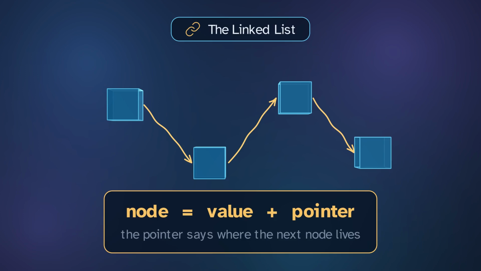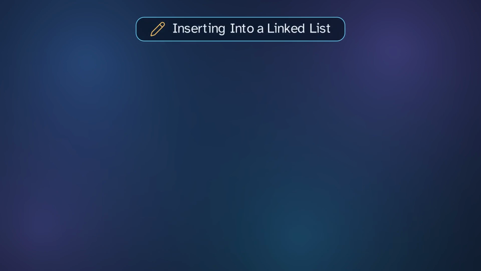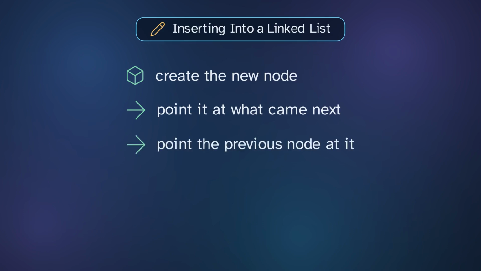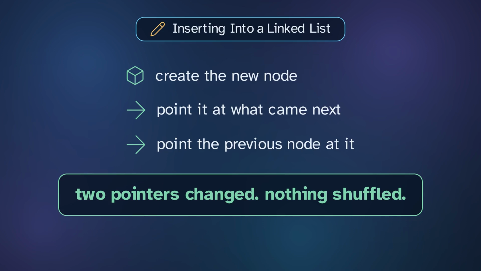So the nodes form a chain. Each one tells you where to find the one after it. The last node points at nothing, which is how we know the chain has ended. Now watch what happens when we insert into the middle. We create the new node. We point it at the node that used to come next. And we point the previous node at our new one. 2 pointers changed and we are finished. Nothing shuffled along, nothing was copied. It costs the same whether the list holds 10 items or 10 million.